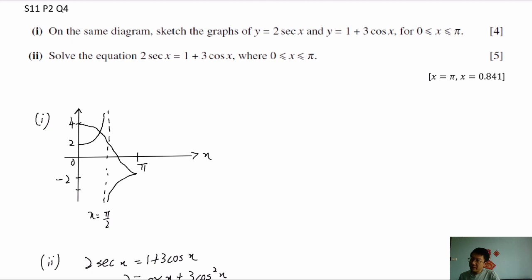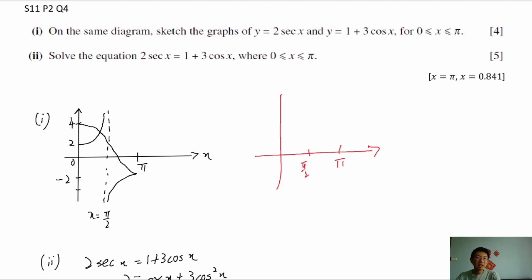The second question that we have from there is we need to first sketch the graph of 2 secant x and 1 plus 3 cos x. So I guess the graph which is 1 plus 3 cos x is not difficult to sketch. If you look at the graph separately, we have x from 0 to pi, and we also have pi over 2.